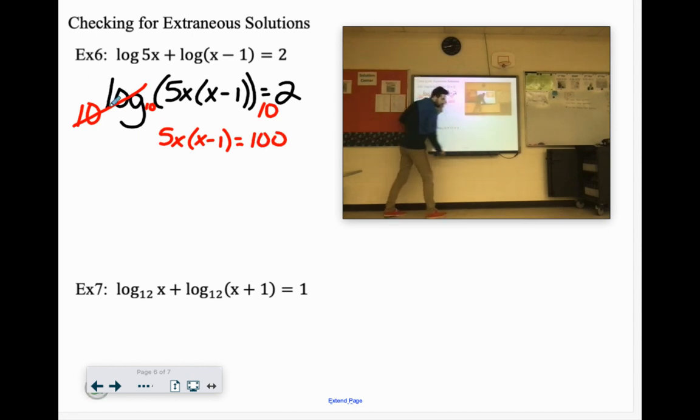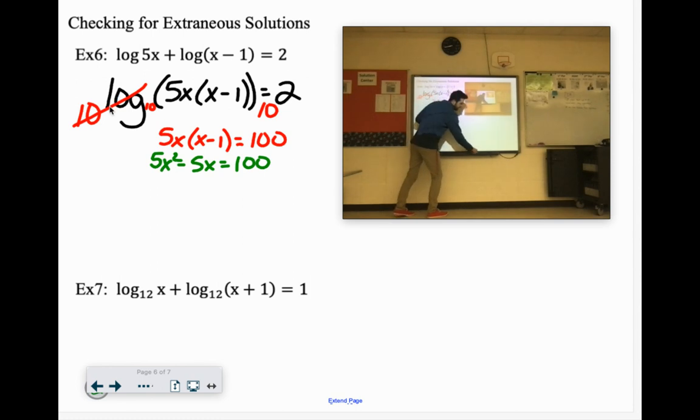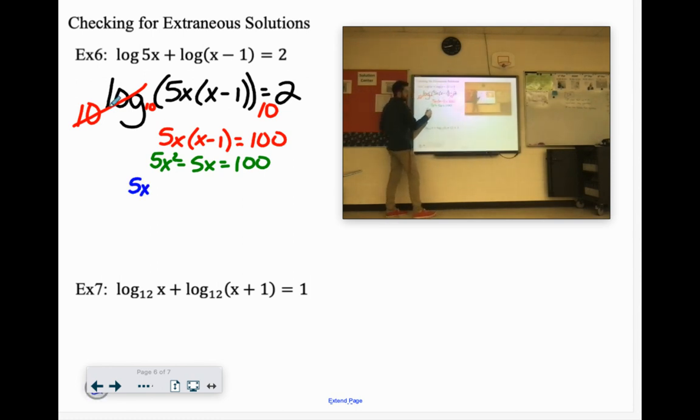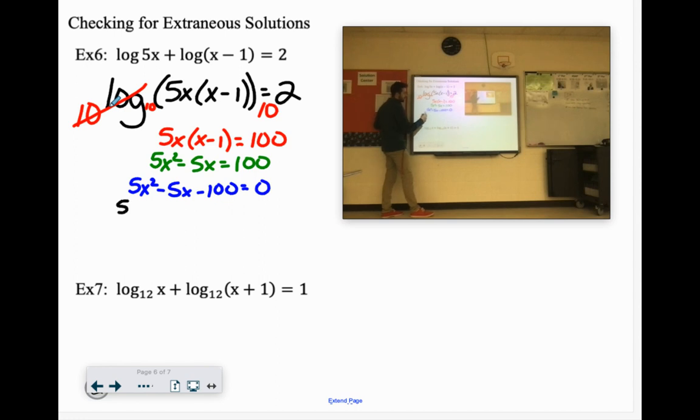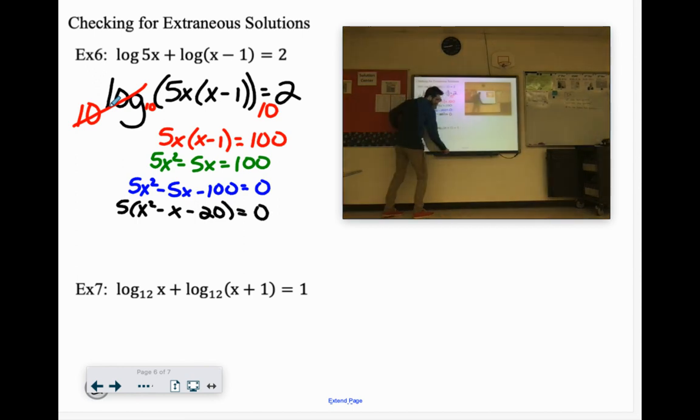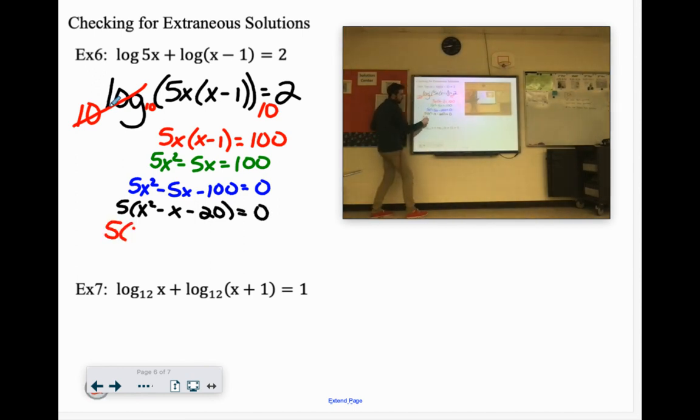Now we're going to have to do some old factoring tricks. So we have 5x squared minus 5x equals 100. And when you factor, you've got to get it equal to 0. So we have to subtract 100. Greatest common factor is 5. Keep that out. X squared minus x minus 20, which would factor to x minus 5 and x plus 4. And our two answers there would give us positive 5 and negative 4.